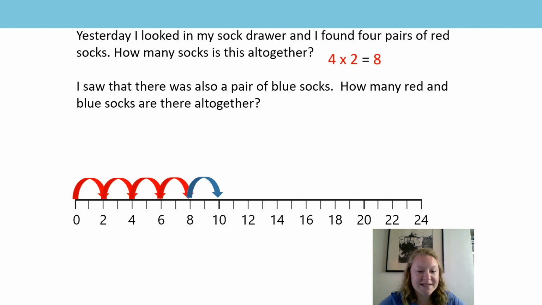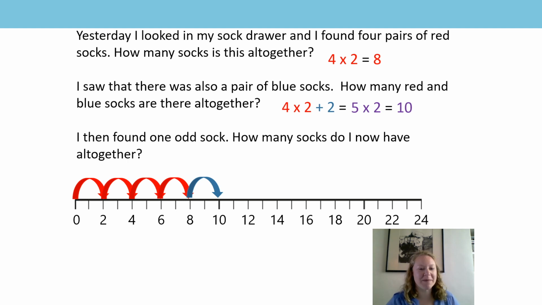Okay, so here's our blue jump. We had 4 jumps of 2 and then 1 jump of 2. So we've got 4 2s plus another 2. Do you remember back to our ratio chart? What is that the same as then? It's the same as 5 groups of 2, which is equal to 10. Brilliant.